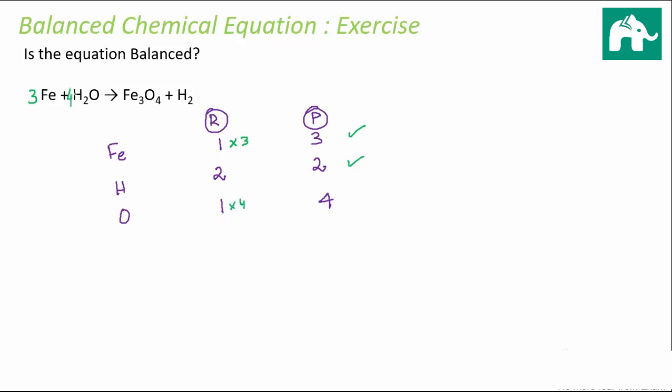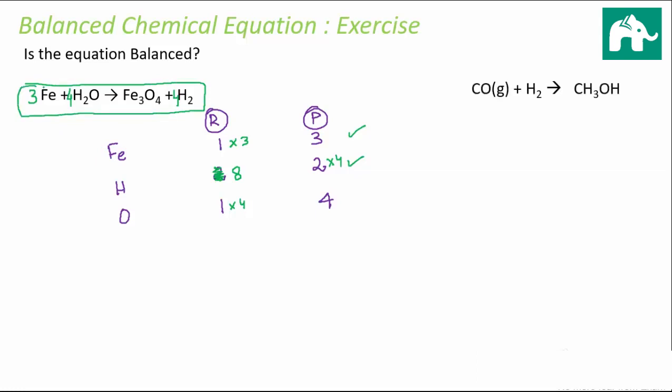But the moment we multiply this by 4, we are also altering the number of atoms of hydrogen on the reactant side. So the number of atoms of hydrogen on the reactant side becomes 8. Right? So therefore, in order to balance hydrogen, we need to multiply by 4 on the product side. So here we need to multiply by 4. Now if you look at this particular equation, this is a balanced chemical equation.